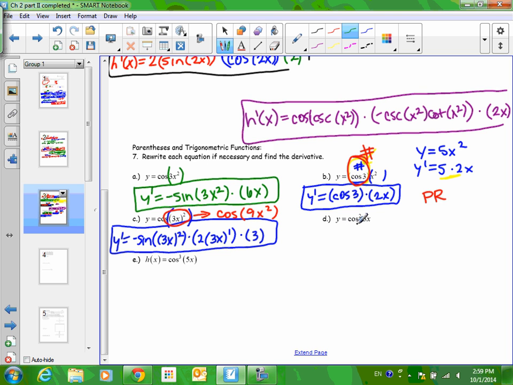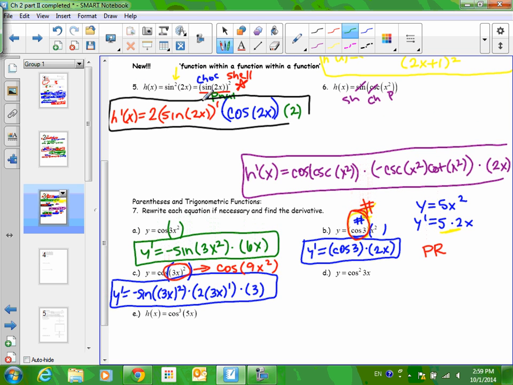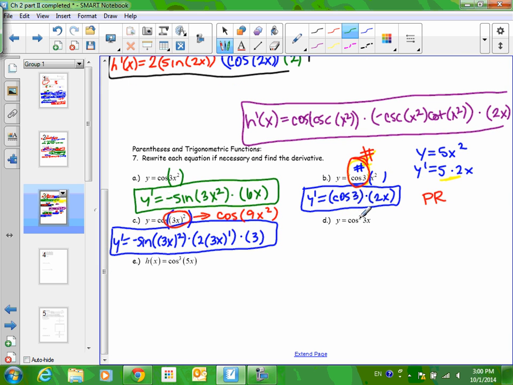Look at D. D looks an awful lot like the first example that we did with this peanut M&M. What does this squared right here mean? Everything is squared. So look how I rewrite this. I'm going to write it as cosine with a 3x in parentheses, because that's what I'm taking cosine of, and then the whole thing in parentheses is squared. If you don't rewrite it this way, you are going to get confused. This isn't just my preference. This is what I know is helpful for students.